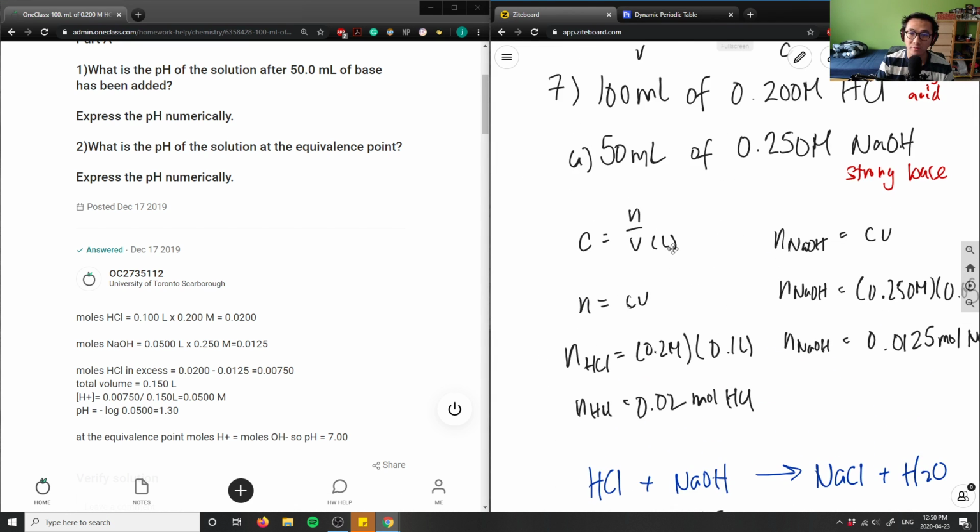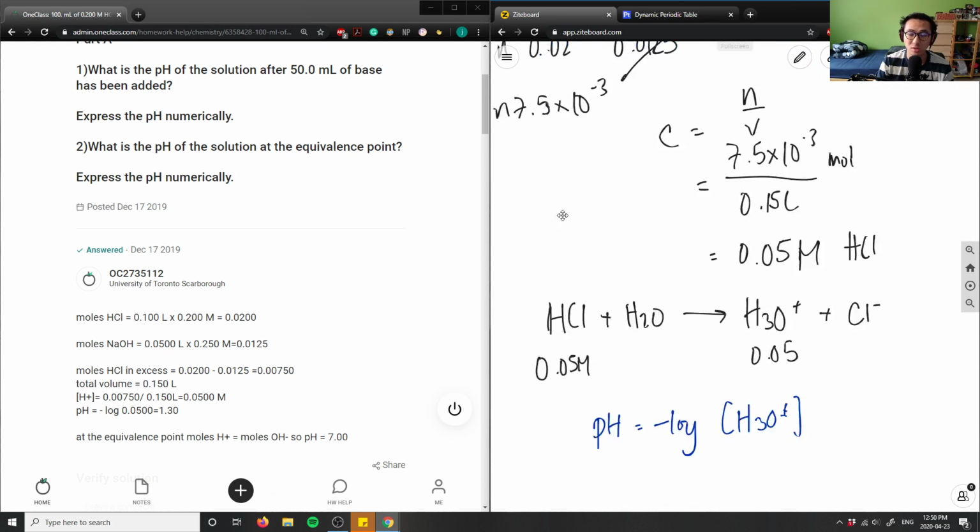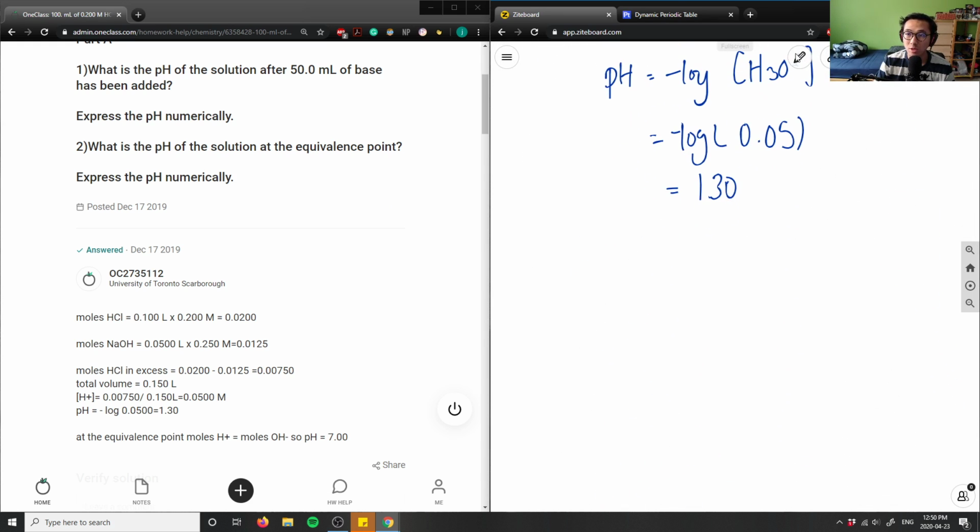And then finally for B, this was part A, right? Part A was our 50 milliliters, and part B asks what is the pH of the solution at the equivalence point. So when we talk about equivalence point, what is equivalence point? Equivalence point means moles of acid equals moles of base, right? So my moles of acid equals my moles of base.